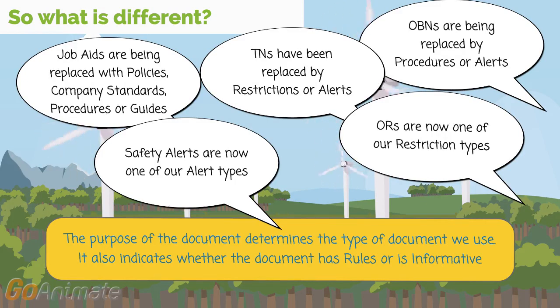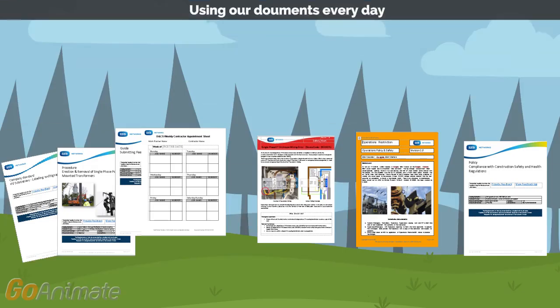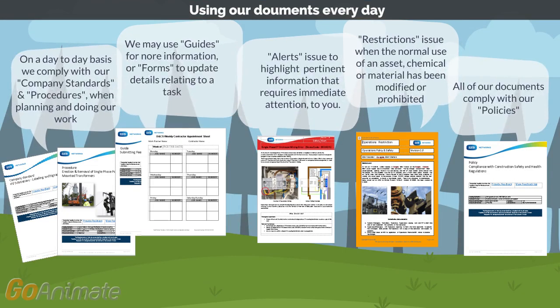As I stated earlier, the type of document indicates its purpose, that is, whether it contains rules and therefore shall be complied with, or whether it is informative only. So on a day-to-day basis, we comply with company standards and procedures when we plan and do our work. We may use guides for more information or forms to update details relating to a task. Alerts are issued to highlight important, urgent information that requires our immediate attention. Restrictions are issued when the normal use of an acid, chemical or material has been changed or prohibited. And all our documents comply with our policies.